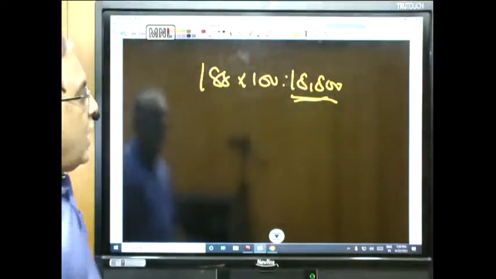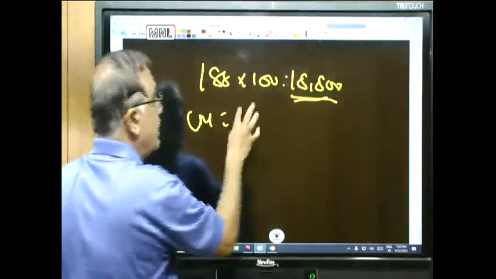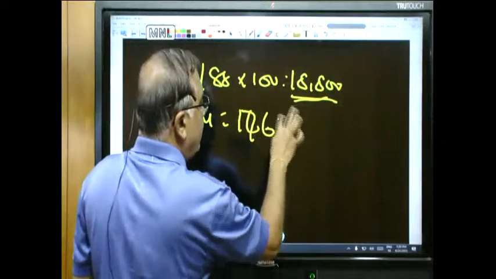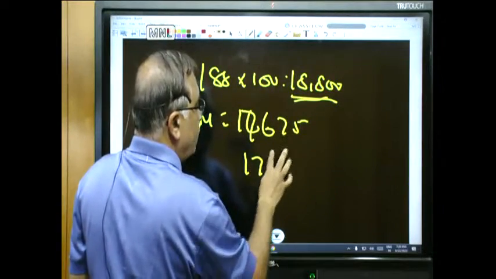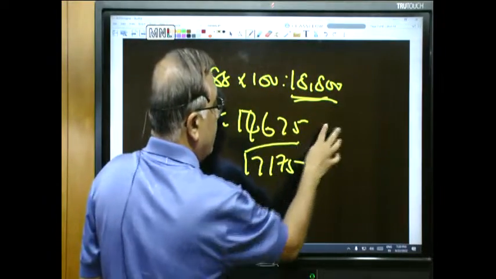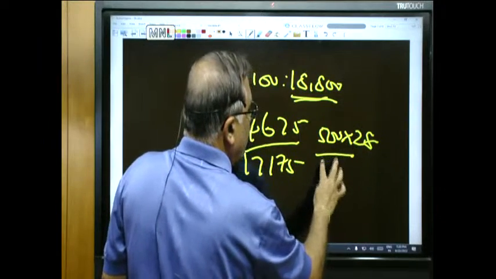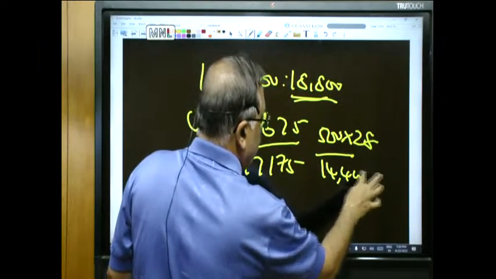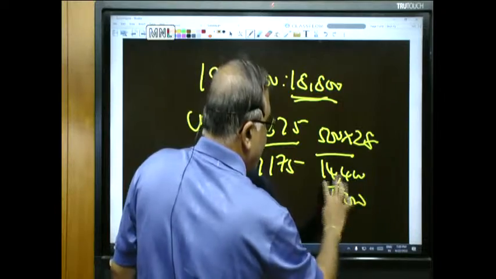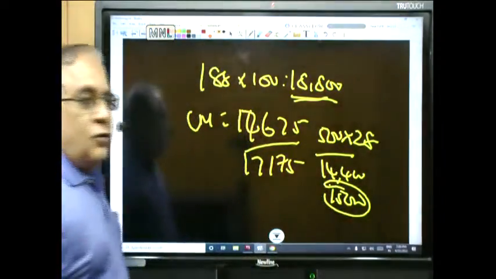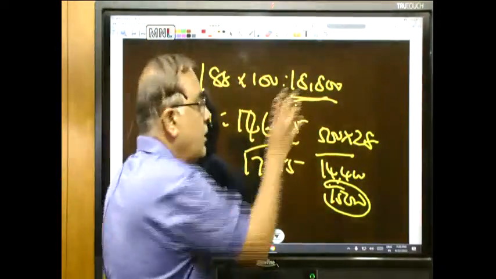So in the cash market, we started at something like 17,675 and approximately it is 17,175, let us say. 500 into 28, so approximately 14,400 to 15,000. So in the cash market, we would have lost close to 15,000. In options, we have lost 18,800.